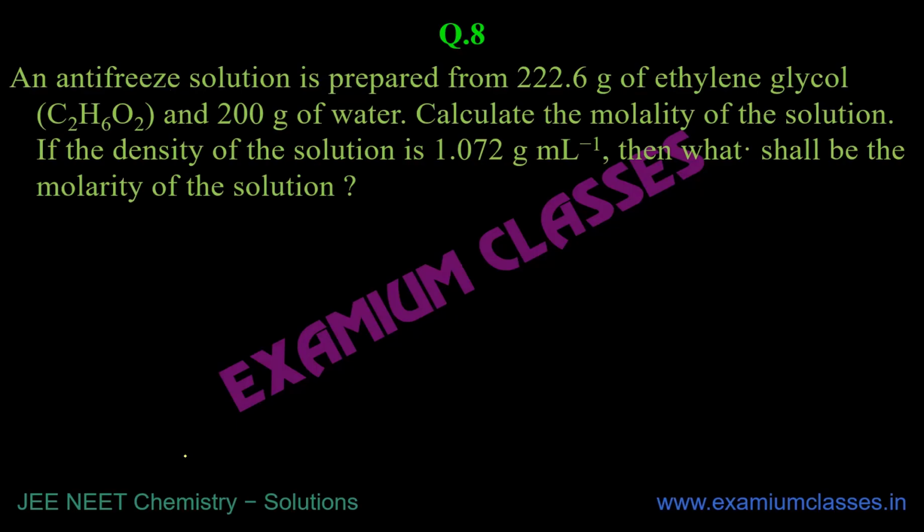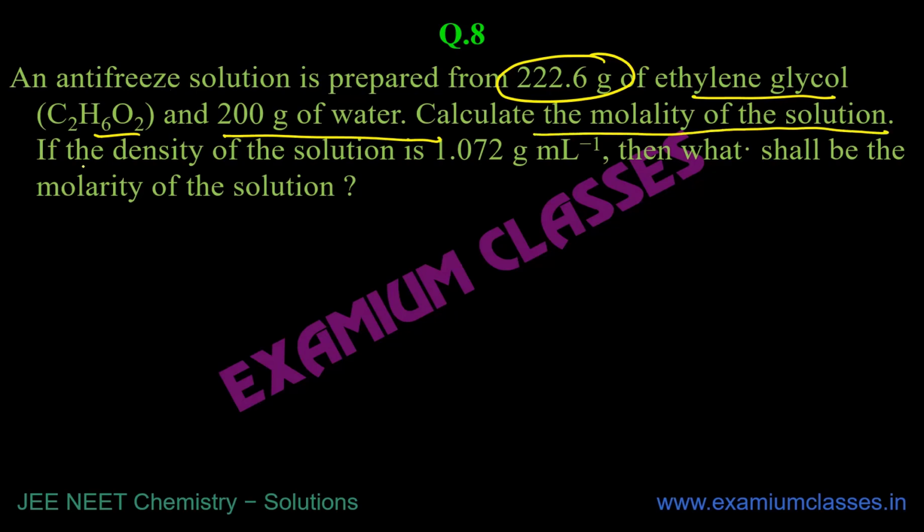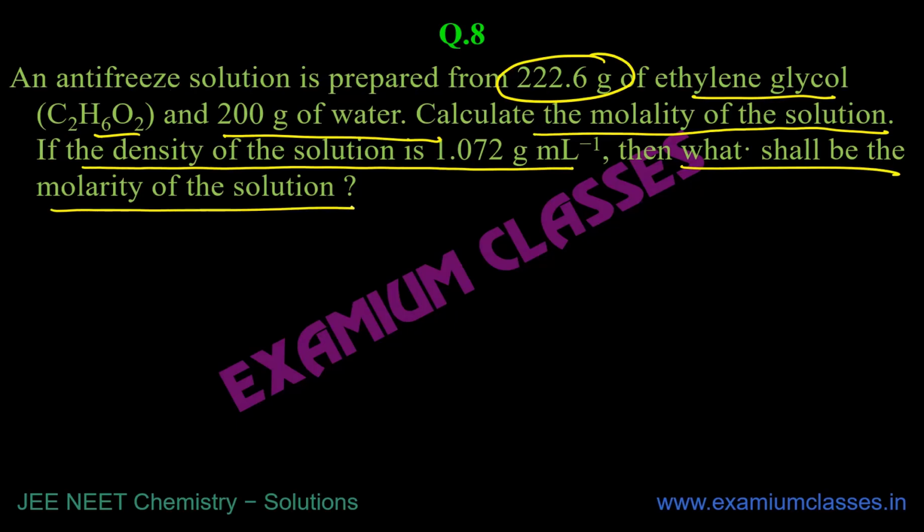You have used the formula already. An antifreeze solution is prepared from 222.6 grams of ethylene glycol and 200 grams of water. Calculate the molality of the solution. If the density of the solution is this much, then what shall be the molarity of the solution? Something you have been doing again and again. So first you will calculate the moles, because you have to calculate the molality of the solution.